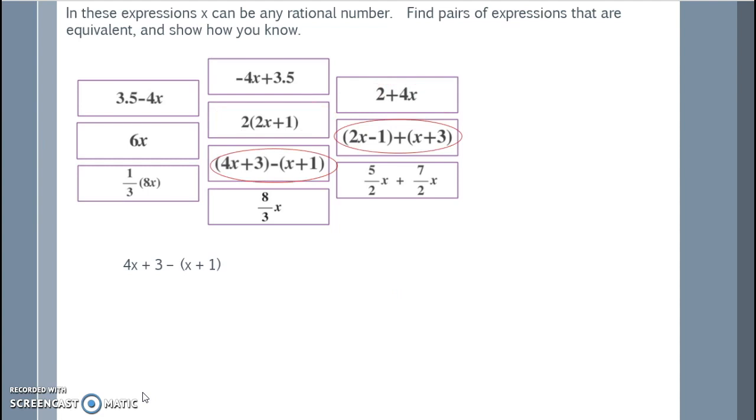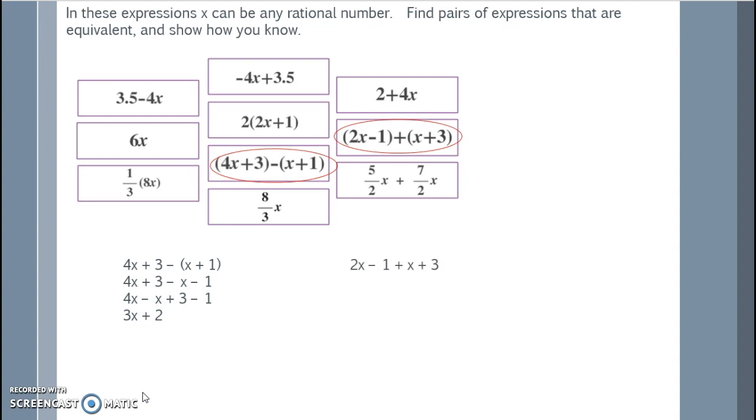So let's start off with 4x plus 3 minus (x plus 1). I'll distribute the negative, giving me negative x, negative 1. I can rewrite them combining my x's and my digits together. So 4x minus x plus 3 minus 1 gives me 3x plus 2.